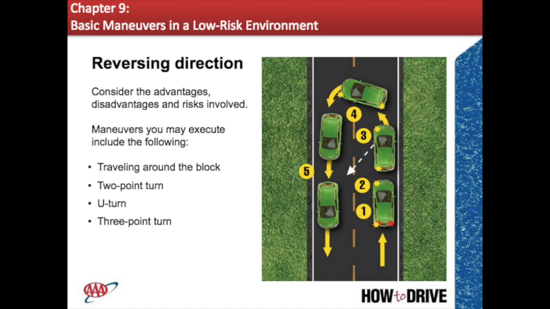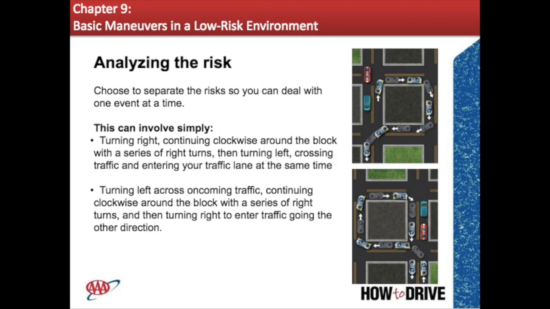Then we have reversing direction. Consider the advantages, disadvantages, and the risks involved. Maneuvers you may execute include the following: traveling around the block, 2-point turn, a U-turn, or a 3-point turn. Consider traffic density, speed, visibility, street layout, and local traffic ordinances. Then we have analyzing the risk.